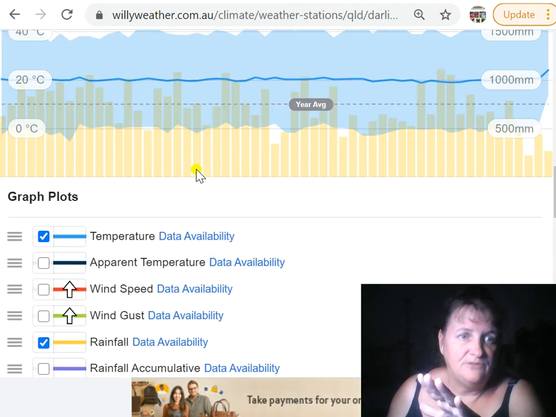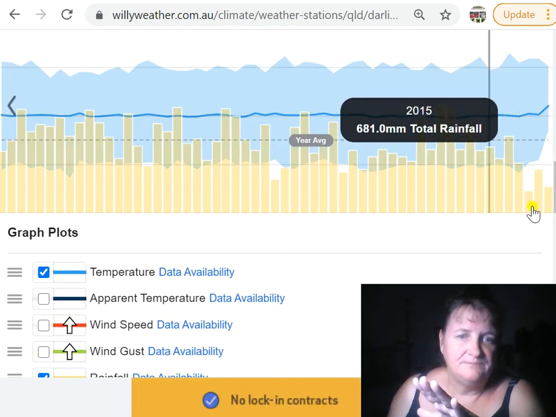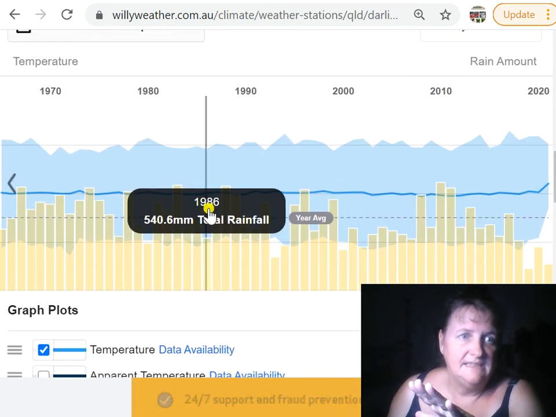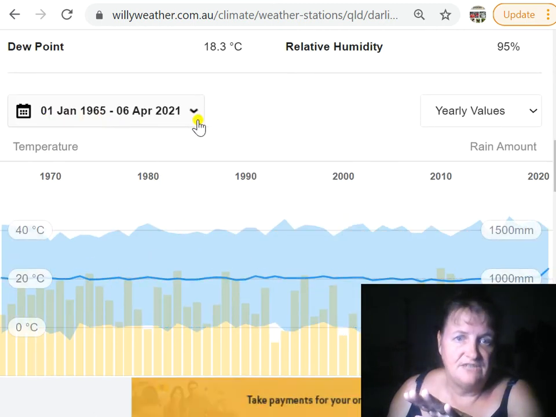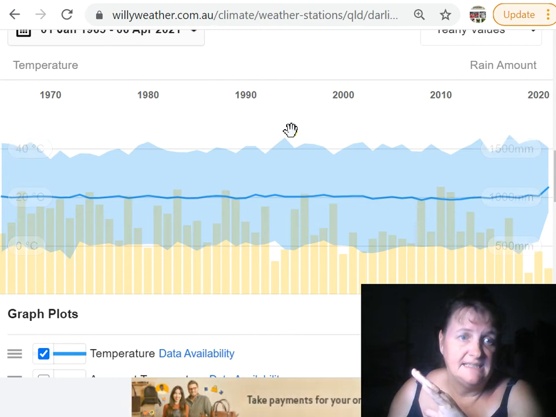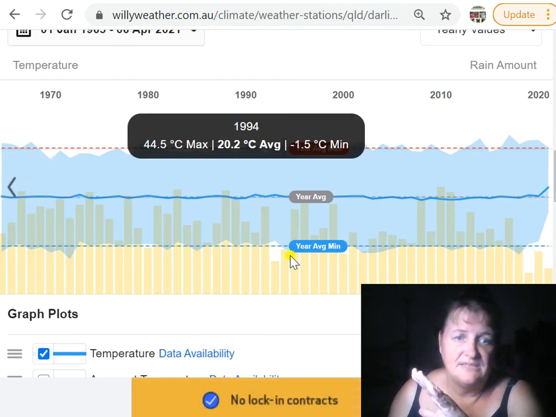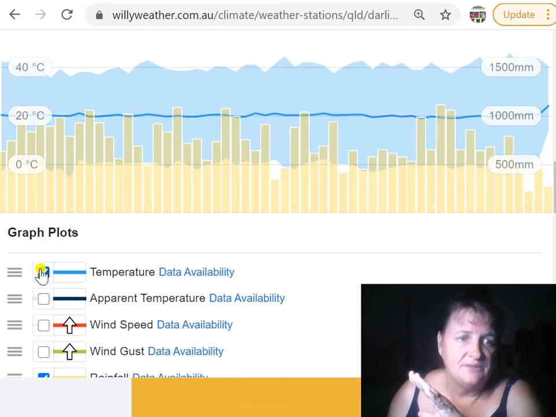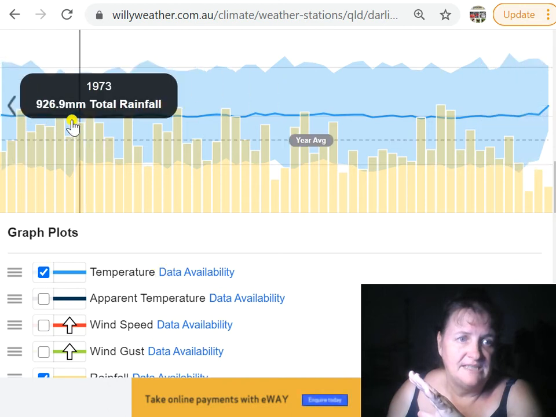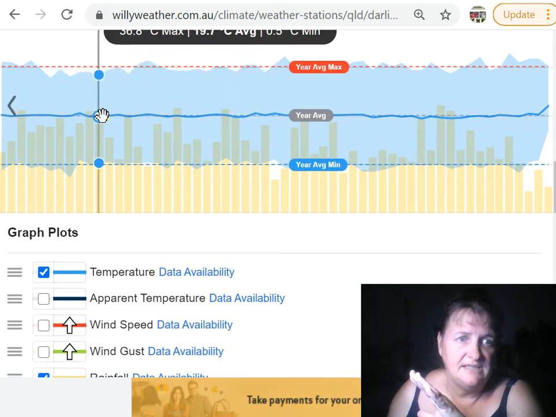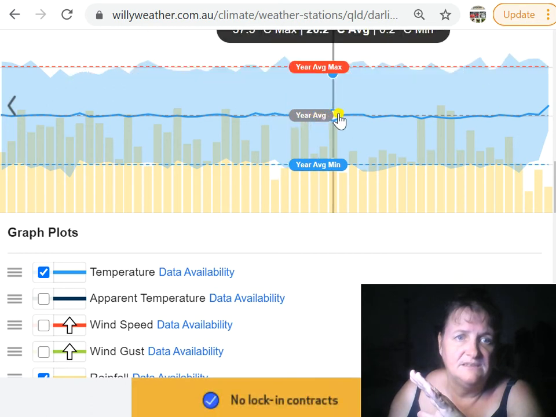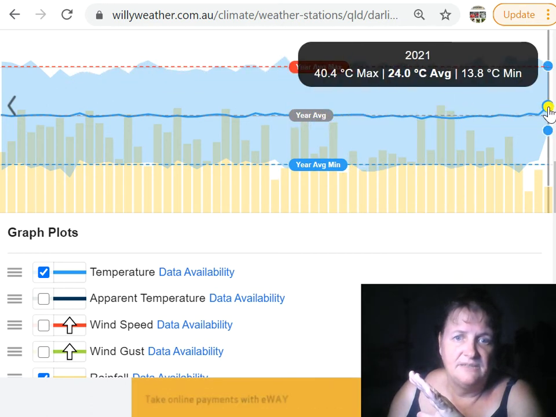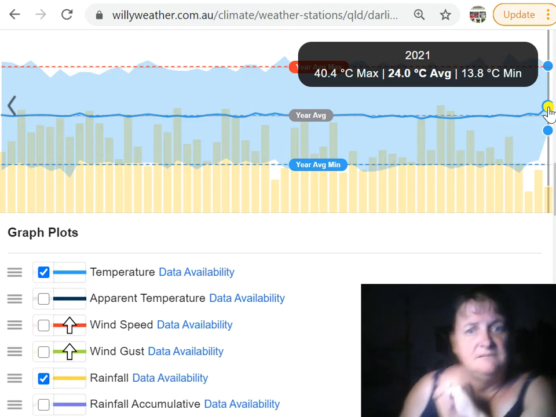Now, on the rainfall aspect, this little graph that they've got here actually shows from 1st of January 1965 all the way to here. So it gives you the average temperatures and all that sort of stuff. So we've got the temperature data. The temperature hasn't really done a huge amount over the years, although it does seem to have had a bit of a spike this year.